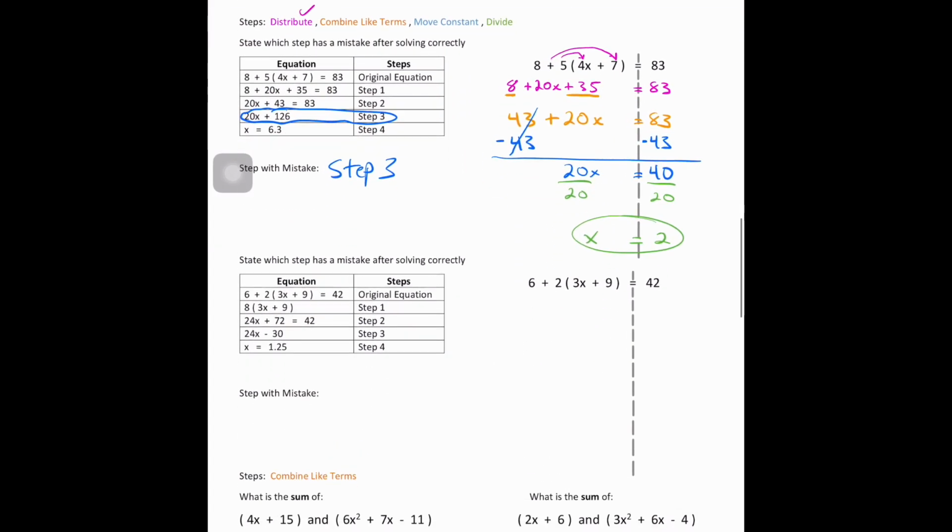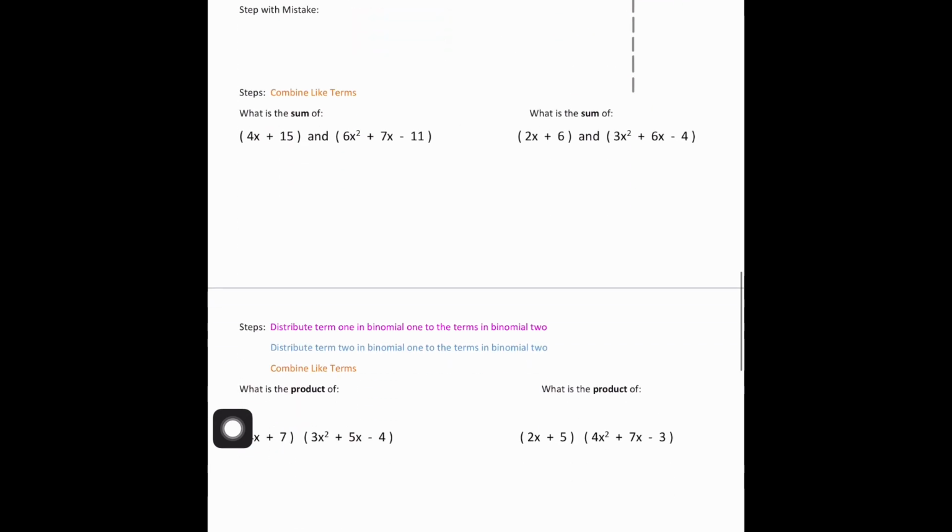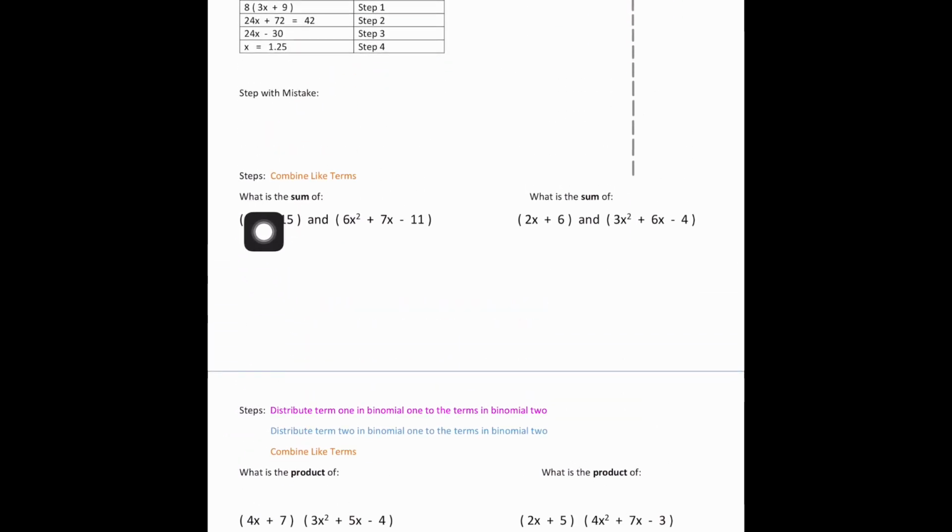All right, now right below, usually it's to the right where we practice. I want you to use this one here as practice. Okay, so pause the video, take that down real quick, that equation. Wonderful. All right, moving forward, steps, combine like terms.